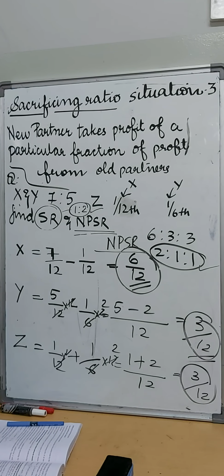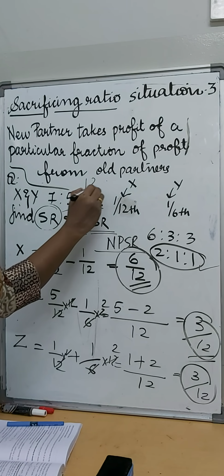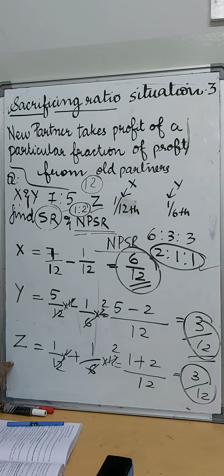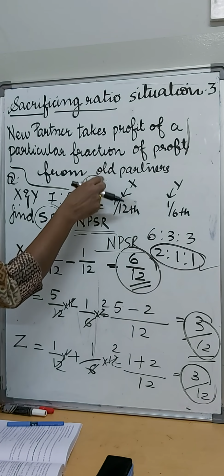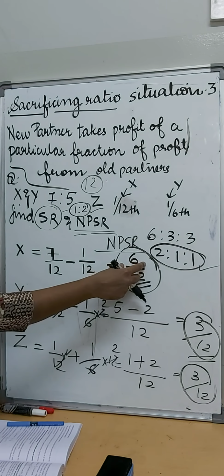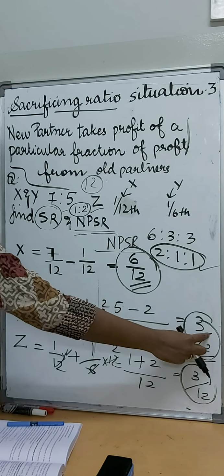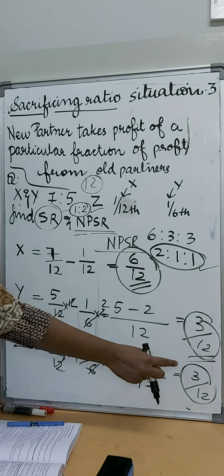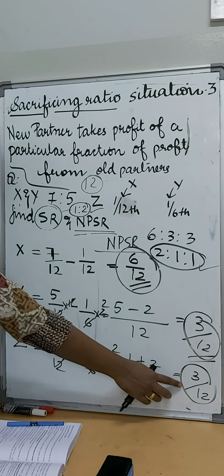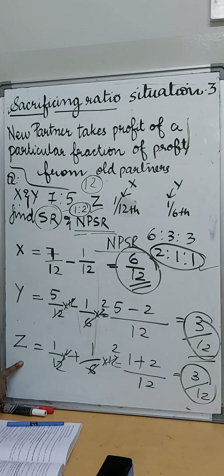Now I will tell you one shortcut to check whether your answer is correct. The old profit sharing ratio was 7:5, so the total was 12 shares. When we distribute that among the new partners, X got 6 out of this 12, and Y got 3. Now 6 plus 3 is 9. So how much should remain? 3. That 3 is Z's share. So before concluding your answer, you can check in this way also.